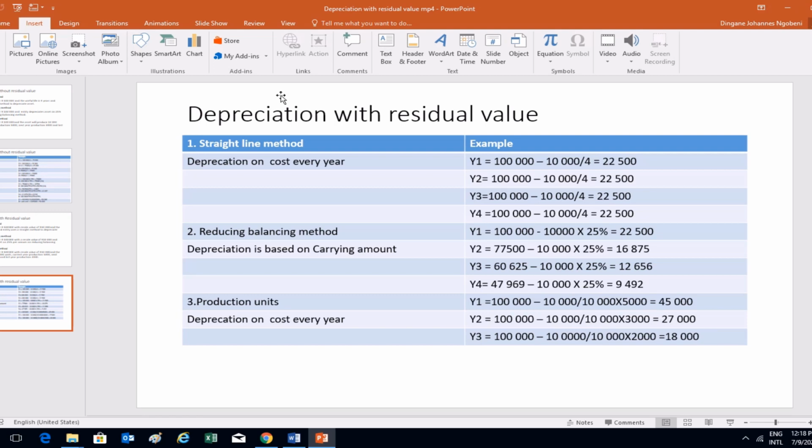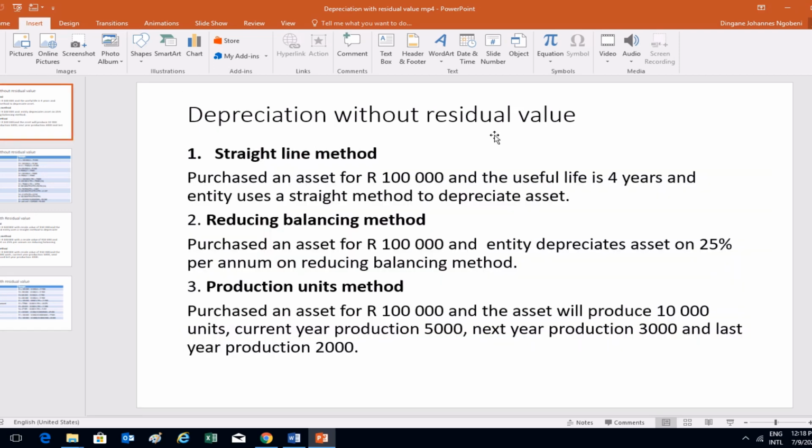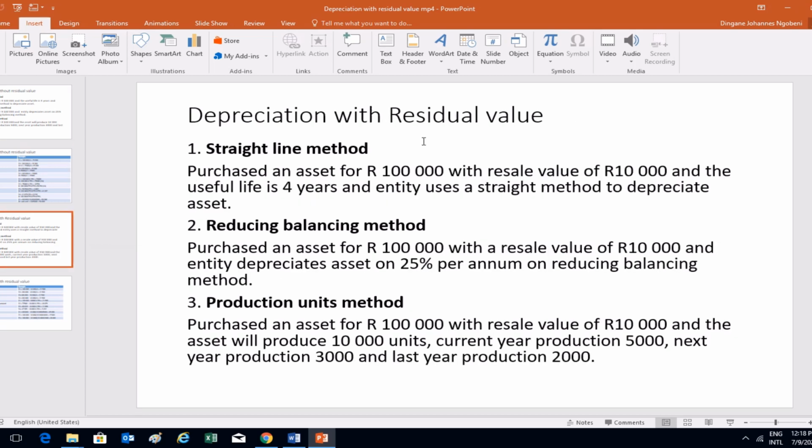So guys, please go and look at this depreciation. Look at the depreciation without residual value, how do we calculate it? And depreciation with residual value, how do you calculate it? I hope this will help you understand the difference between residual value and no residual value.